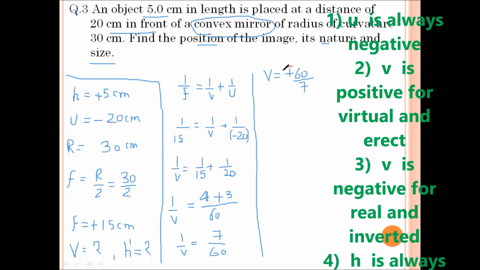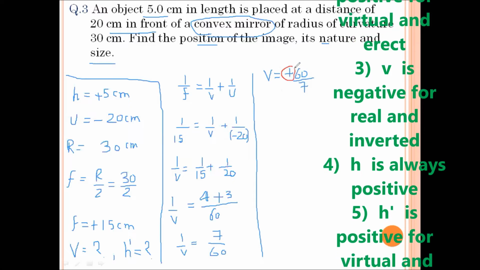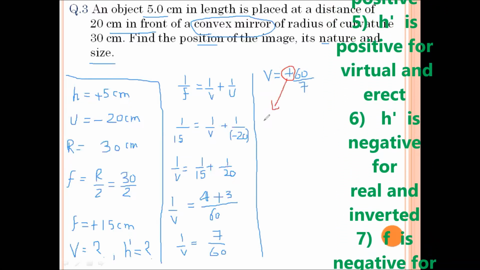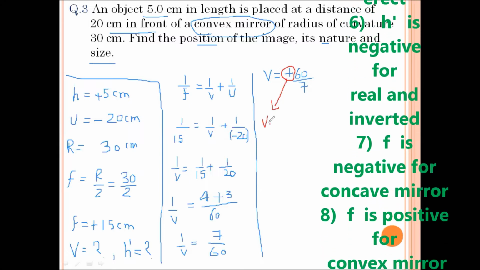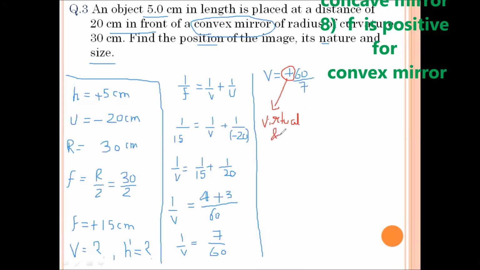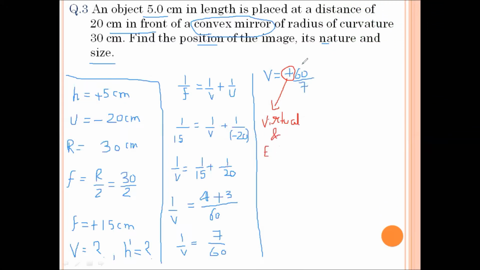From the position of the image formed, we can find the nature of the image. Here, the positive sign denotes that the nature of the image is virtual and erect. As we know, according to sign convention, v is positive for virtual and erect.